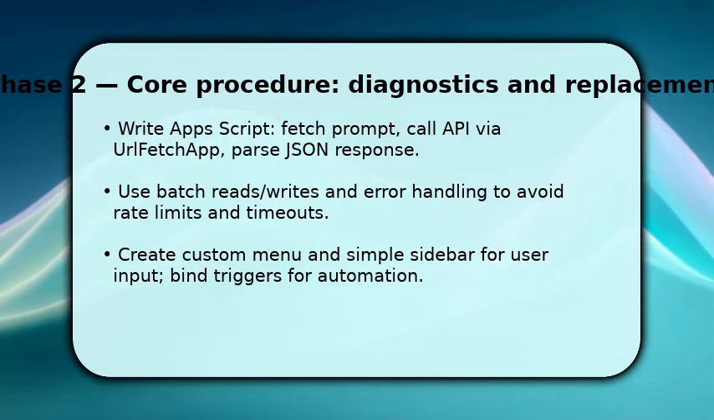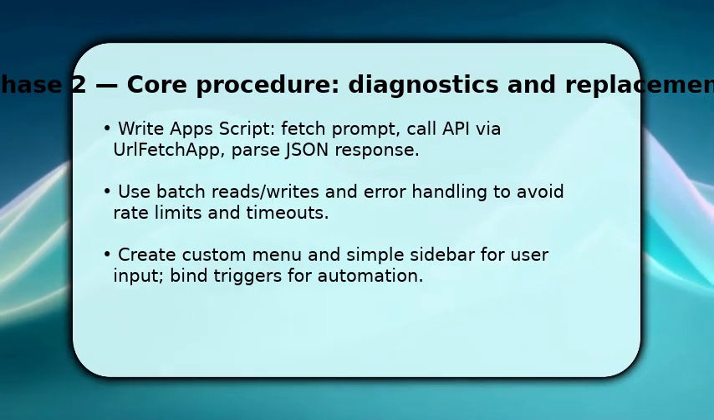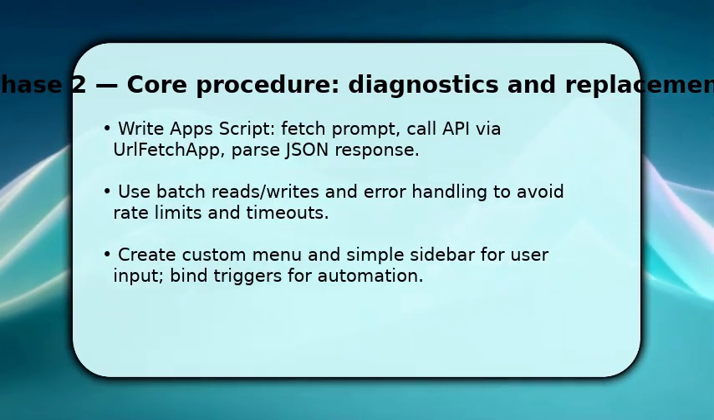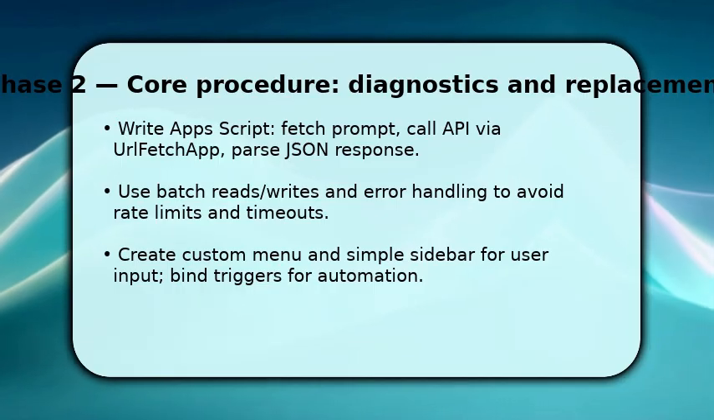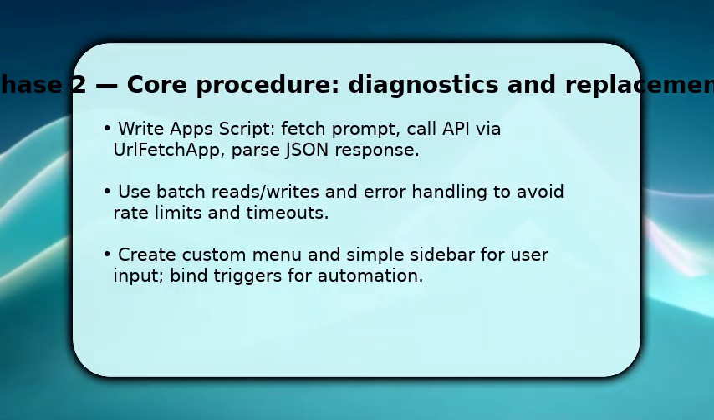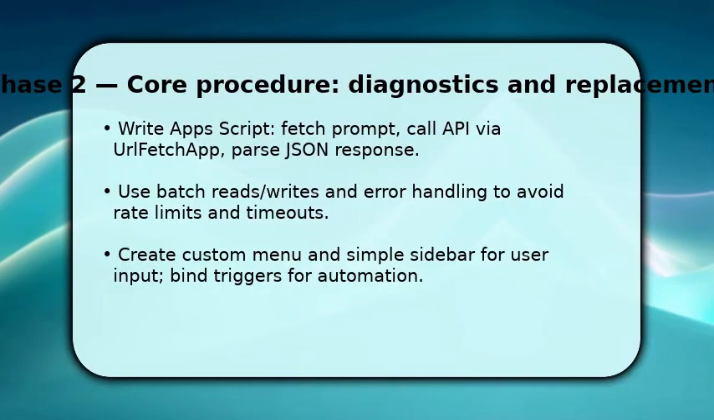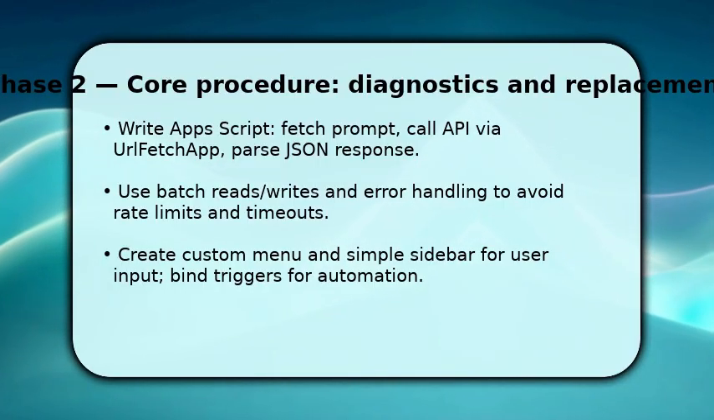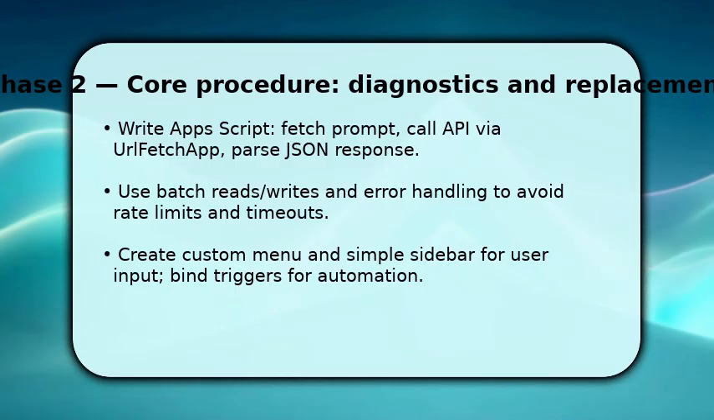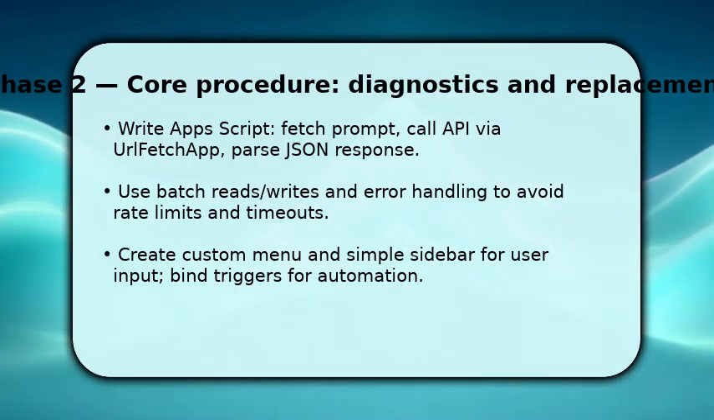Once done, structure the code to batch read multiple prompts and batch write responses to reduce calls. Add try/catch to handle errors and rate limit responses. Also, add a custom menu and a sidebar form for quick entry, and attach an on-change or time-driven trigger for automated processing of queued prompts.